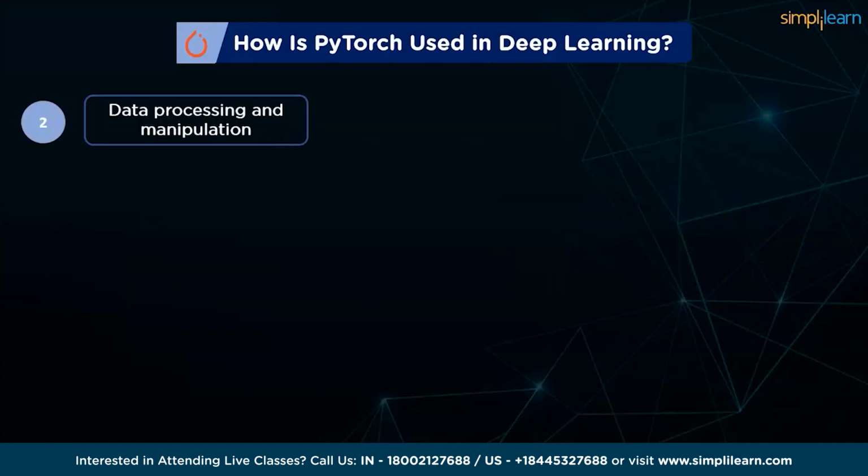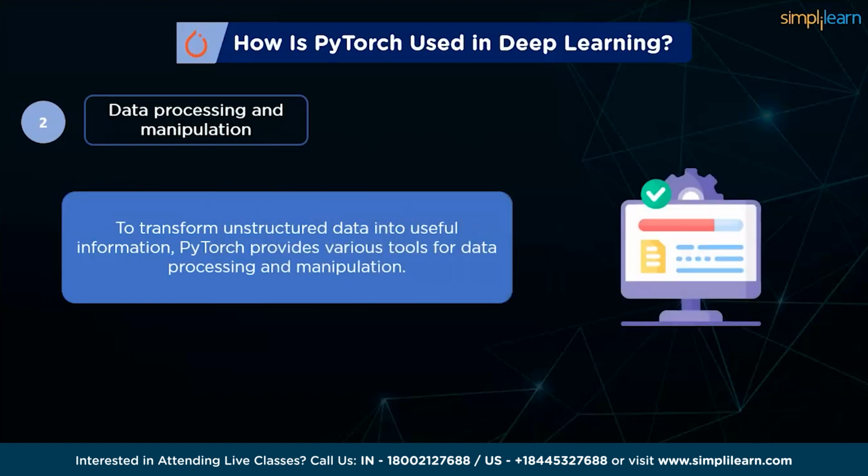Next, we have data processing and manipulation. To transform unstructured data into useful information, PyTorch provides various tools for data processing and manipulation. Large datasets can be processed and loaded quickly with the help of these tools, keeping the data more useful for use in deep learning models. It improves the precision and caliber of the model.